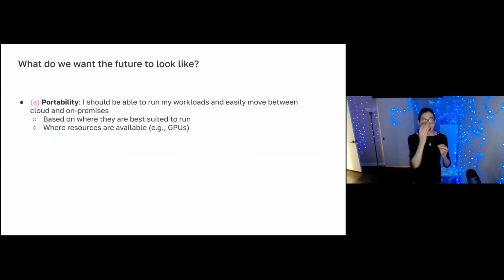I should be able to have a workflow step and run it in environment A, and then seamlessly move it over to environment B. And I want to choose my environments based on where they're best suited to run. That doesn't just mean resources, that also means cost and what is available to me. Because, for example, as we may know, GPUs are really hard to get in the cloud these days, but not as bad to get on premises.